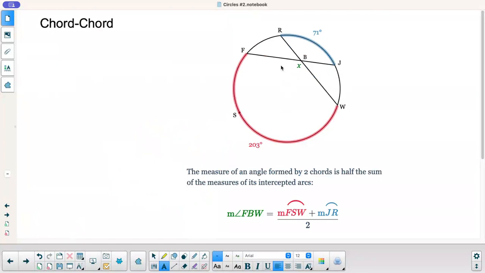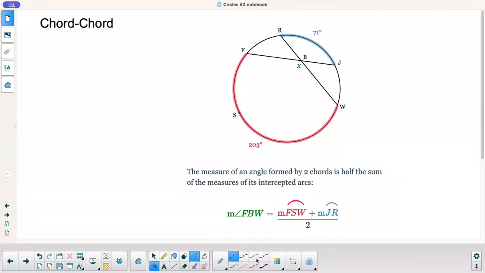So if I have two chords here, FJ is a chord and RW is a chord. So if I have angles here formed by two chords, here's your formula. The measure of an angle formed by two chords is half the sum of the measure of its intercepted arcs. So in other words, this angle X, angle FBW right there, is equal to the measure of arc FSW plus the measure of arc JR. You add those up and divide by 2.